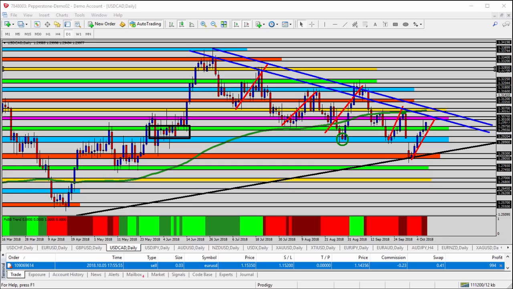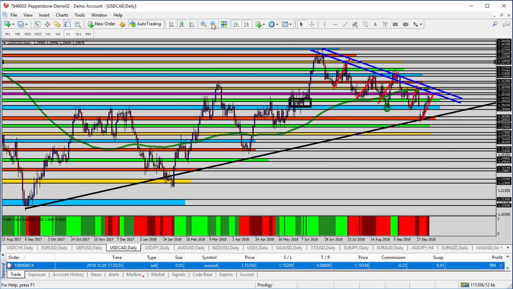Interesting chart we have going on here for the dollar CAD. A couple of different trends that we're going to take a look at. I'm actually going to zoom out a little bit.